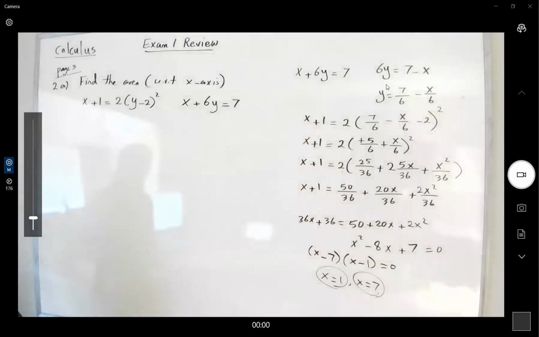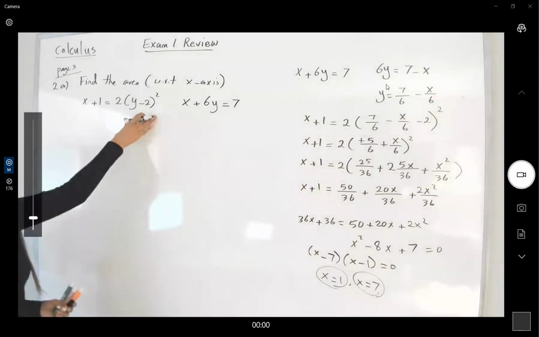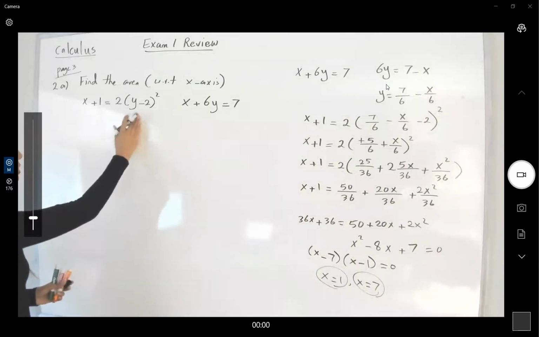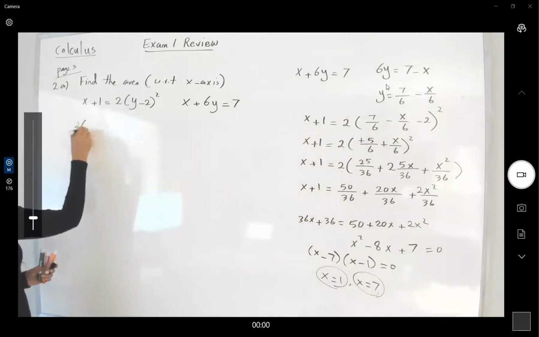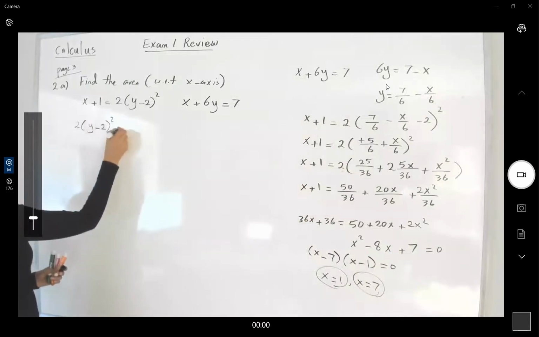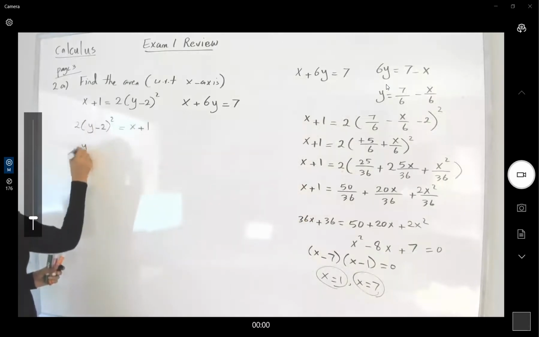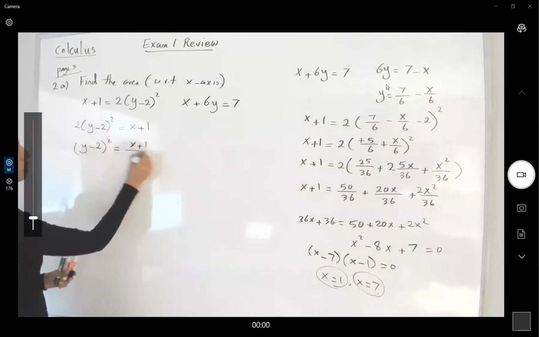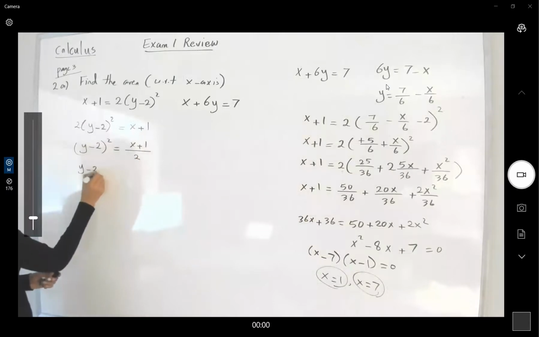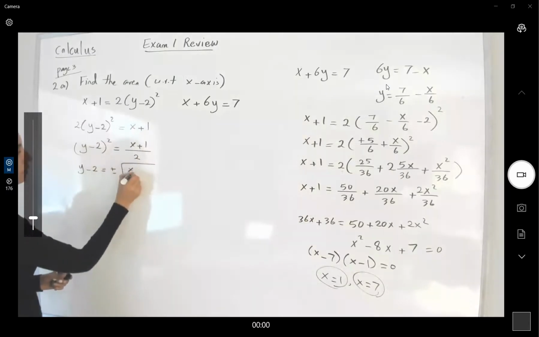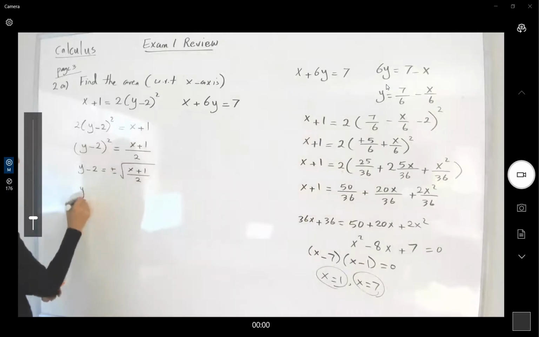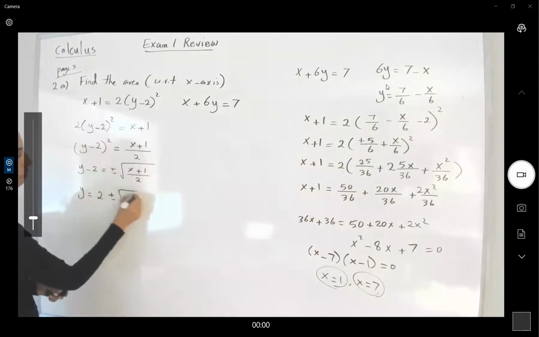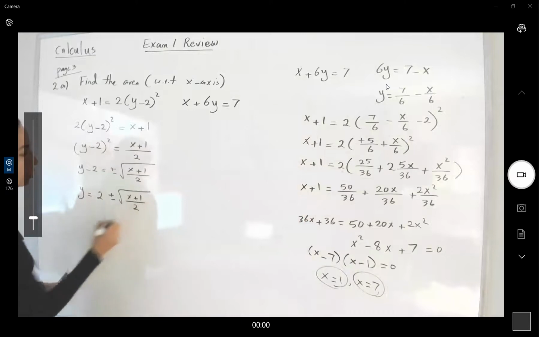Now let us think about these functions. One of them is a function, the other one is just a mapping. So you need to isolate y on one side. Here you have 2 times (y minus 2) squared equals x plus 1, or (y minus 2) squared is equal to (x plus 1) divided by 2. Y minus 2 is plus or minus the square root of (x plus 1) divided by 2. So y is 2 plus or minus the square root of (x plus 1) divided by 2.